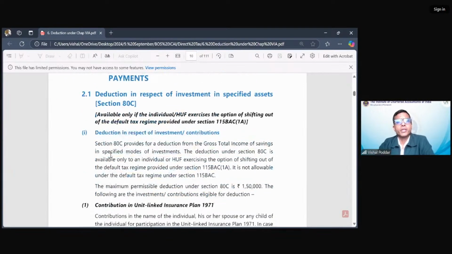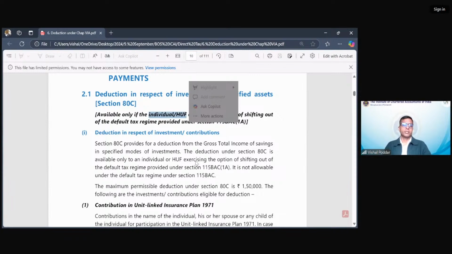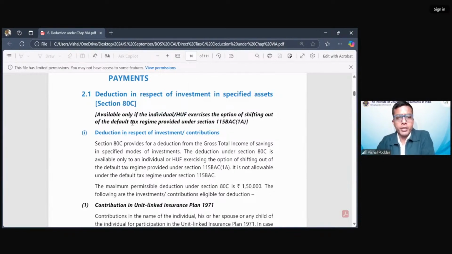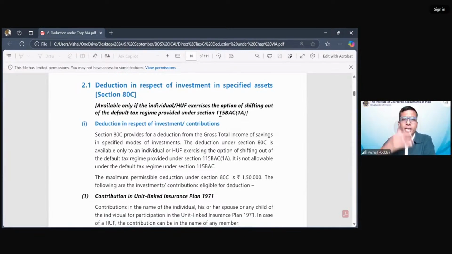Now, as we see, 80C says that the payment which is made either by an individual, and in some cases by an HUF, is what is covered under 80C. So if a partnership firm or an AOP or a company makes any of these payments, no deduction is allowed. Deduction is allowed only where the payment is made either by an individual or by an HUF. Again, only when they have opted out of the scheme, that is, they are covered in the old regime. That anyway, we have seen at the start, only 3 deductions are allowed in the new regime. All remaining deductions will not be allowed if you are in the new, that is the default, regime. But if you are in the old regime, all these deductions are allowed.